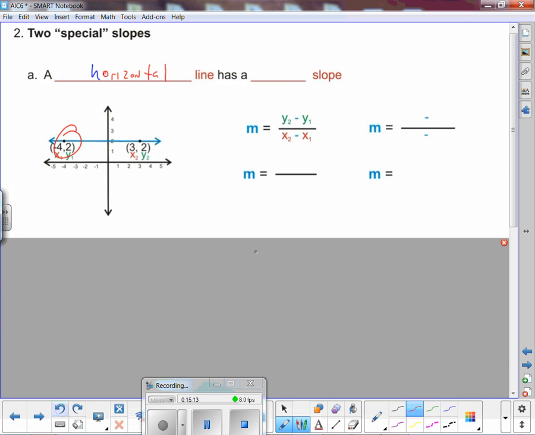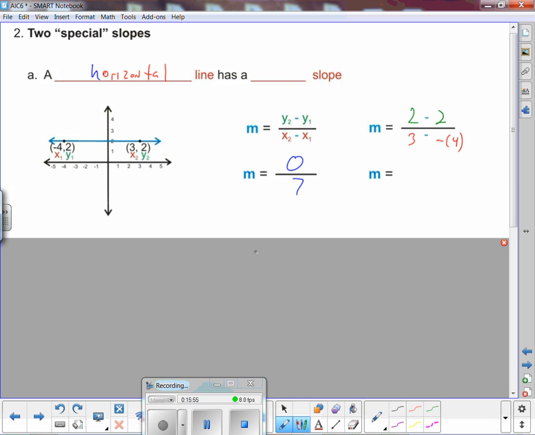Okay, so let me get rid of those circles for you. Let's do y sub 2. That's a 2. Let's go on the right. Y sub 2 is a 2. Minus y sub 1 is a 2. X sub 2 is a 3. And x sub 1 is a minus 4. Got my parentheses in the wrong place, but who cares? Okay. So when you go to simplify that, if we look at the top, 2 minus 2, we all know is 0. And on the bottom, you get 3 plus 4, and that's going to be a 7, right?